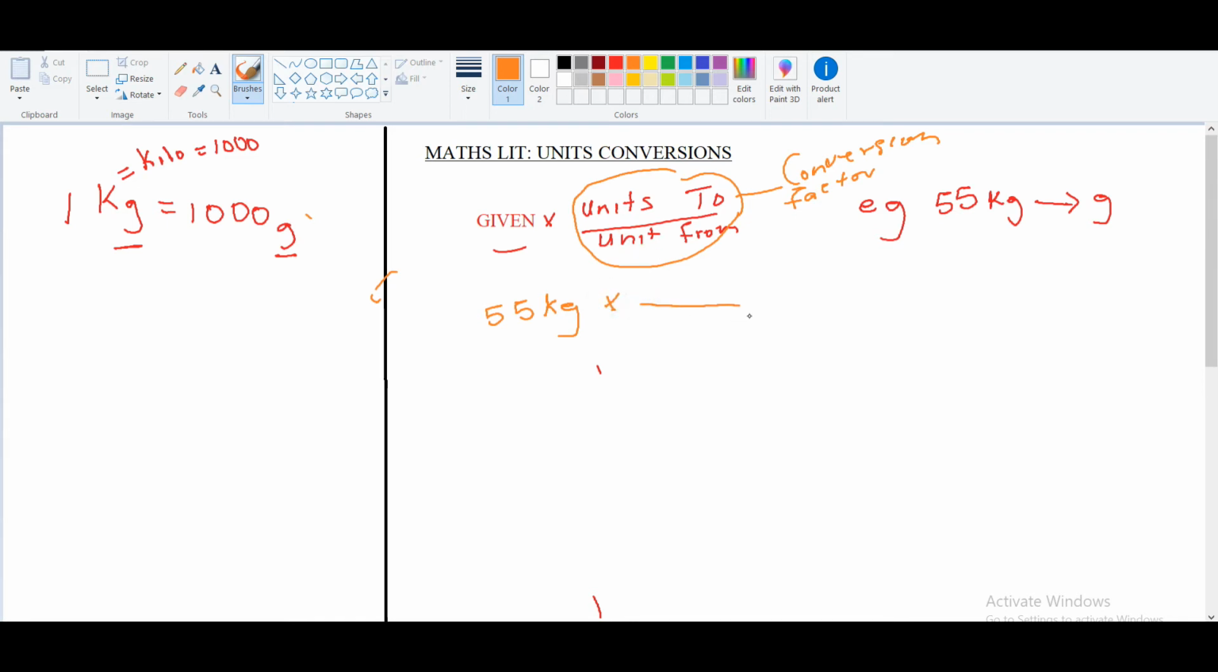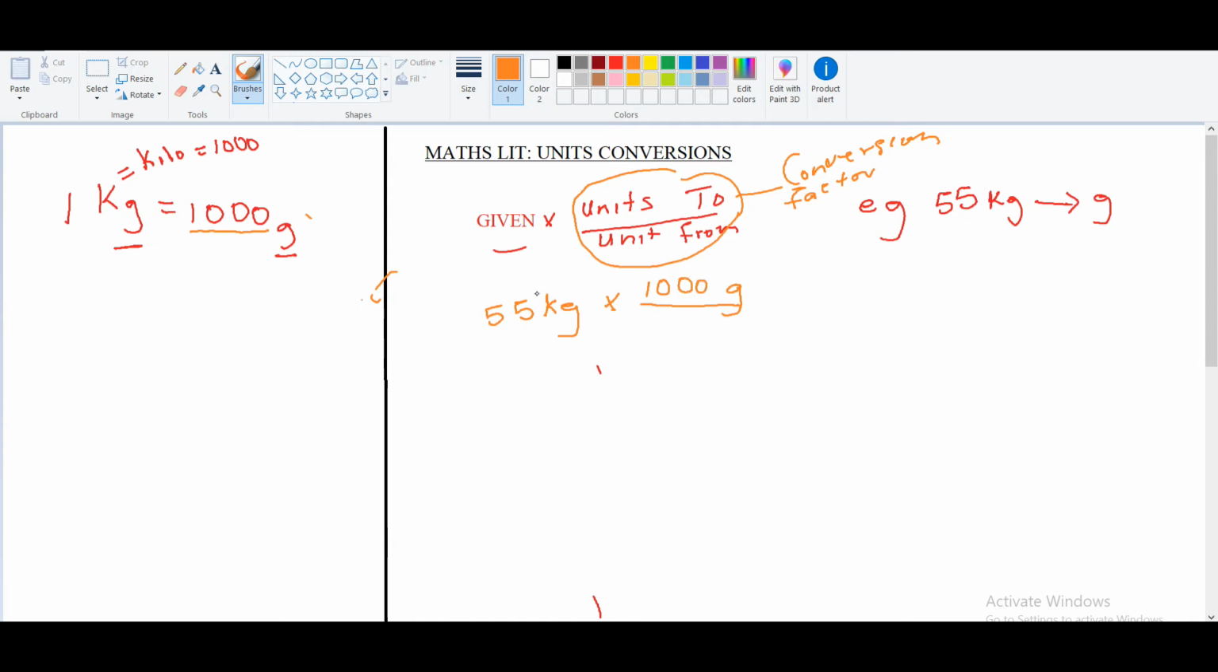Ask your conversion factor now. Unit 2: your question is saying go to grams, write grams, and go to your conversion factor to look for the number that is before the grams. So in this problem, before the grams we have 1000. So unit 2 is 1000 grams.